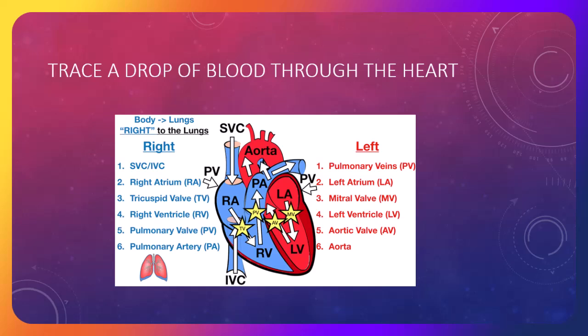Once it leaves the right ventricle, it goes to the lungs by way of what? Pulmonary valve that goes into the pulmonary artery. Now remember, arteries carry blood away from the heart. Veins bring blood back to the heart. Very, very good.